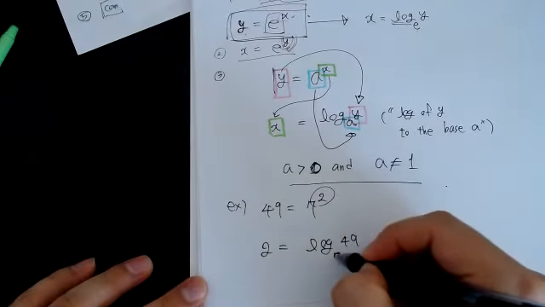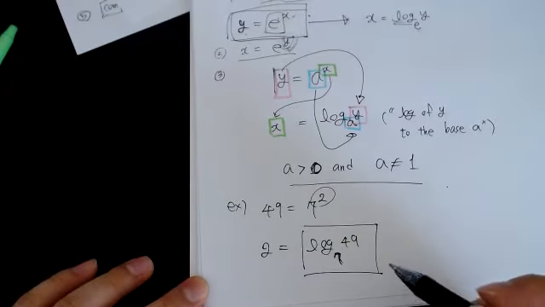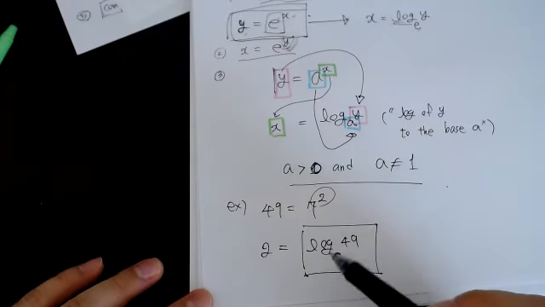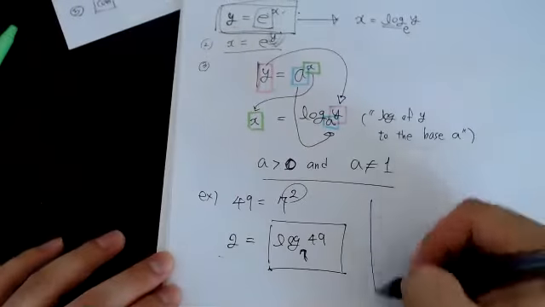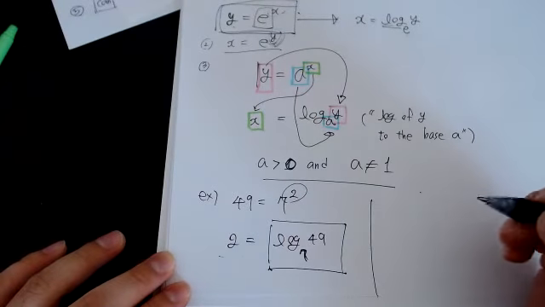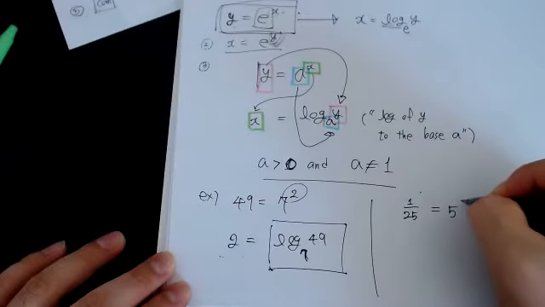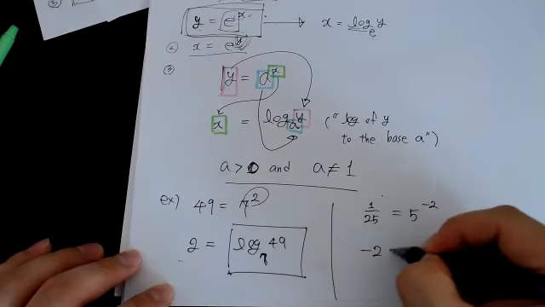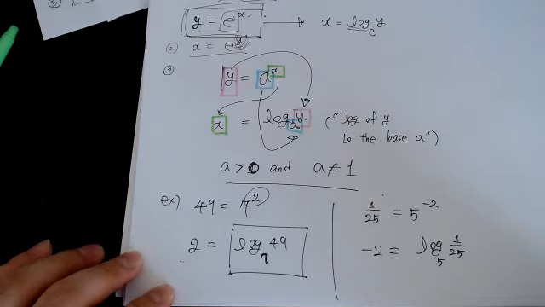Now it looks really abstract, but keep in mind this is a number. If you have a calculator, you can calculate this one, and definitely your calculator will return the number 2. The other one, think about this: 1/25 is equal to 5 to the negative 2. 5 to the negative second power is 1/25, right? So negative 2 is equal to what? Log of 1/25 to the base 5. Keep in mind this.